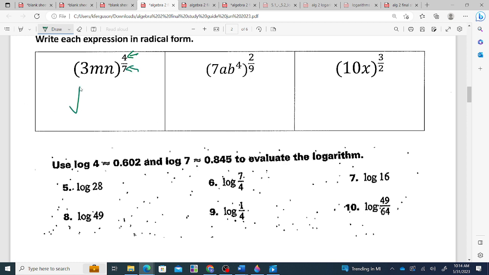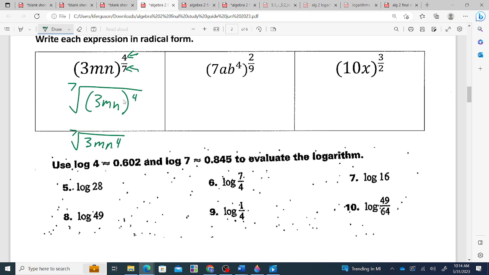So this right here is the seventh root of 3mn to the fourth power. Now, I want to make sure that you understand the difference between this and this. Those are not the same thing.